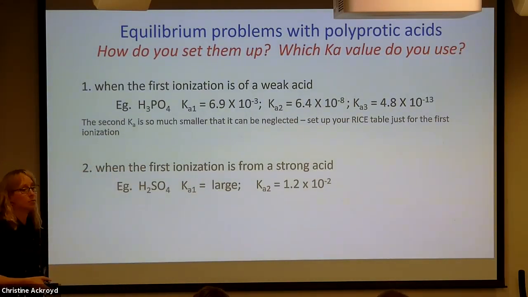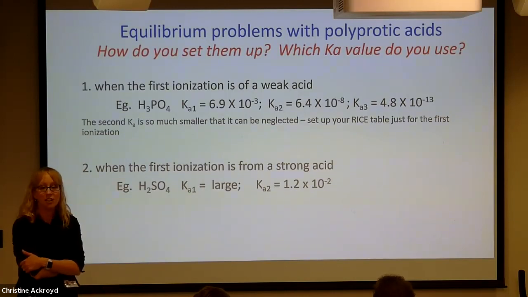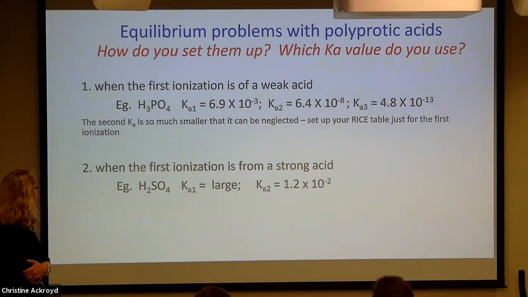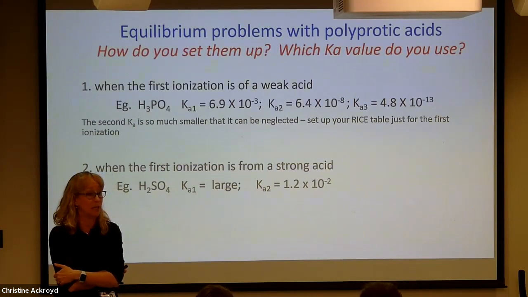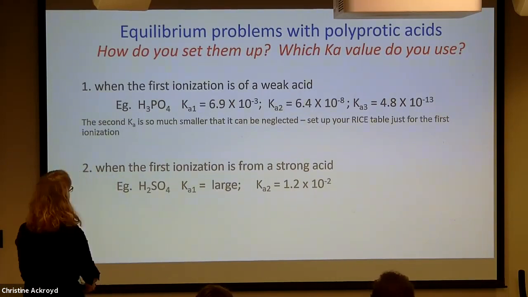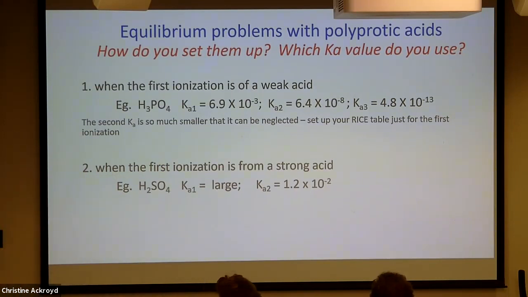Okay, equilibrium problems with polyprotic acid. Not as hard as it sounds. And the reason that it's not as hard as it sounds is that for most of those acids, the first dissociation is weak, right? So take phosphoric acid. The first Ka value is 7 times 10 to the minus third. When you set up your RICE table, how much product are you going to get?